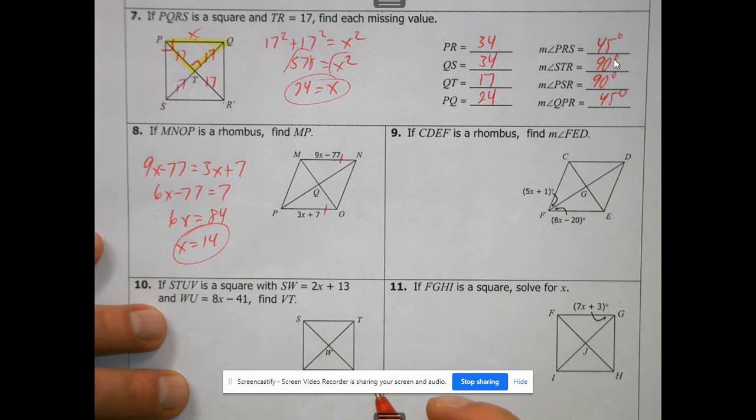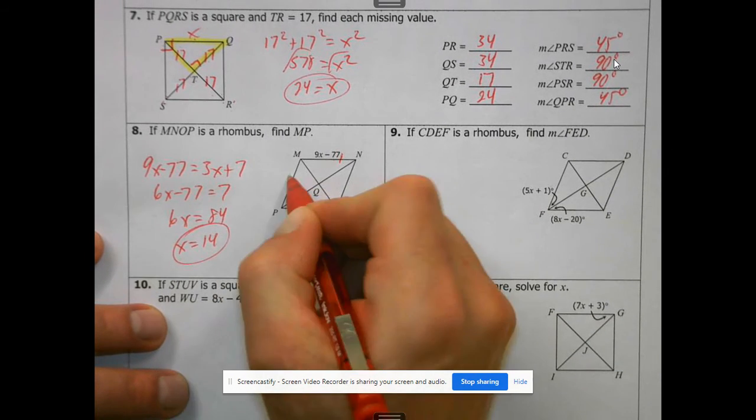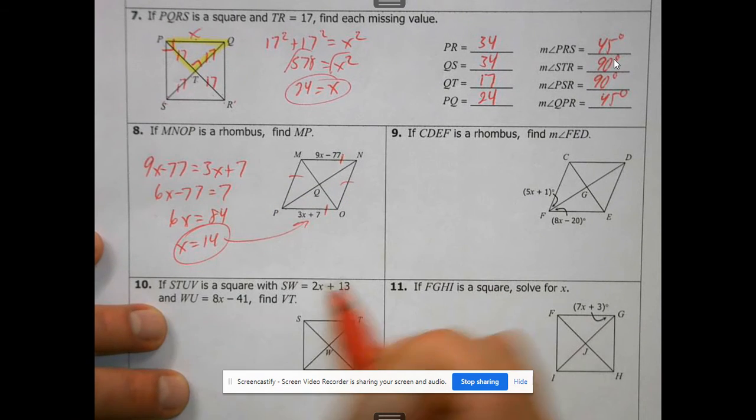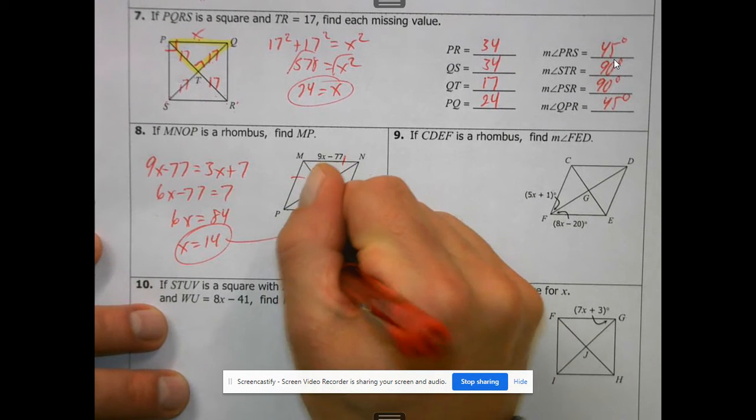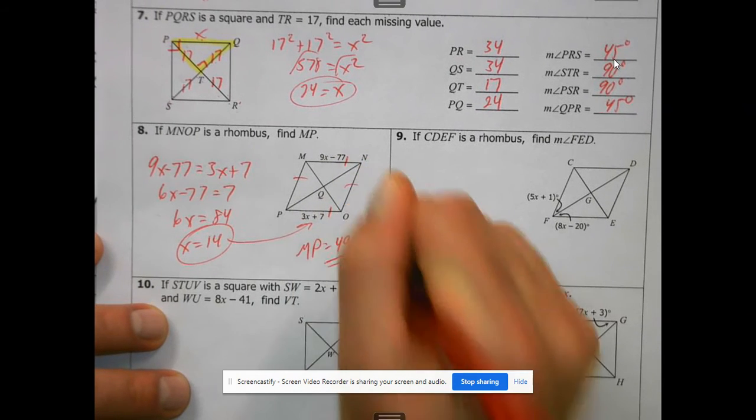Then it says find MP. Well, I can plug it back into any of the sides, right? Because I know they're all congruent. So just plug it back in any side you want to. If you do that, it comes out to be 49. So M to P, 49.